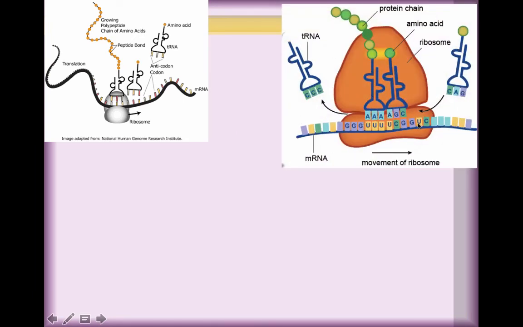Here's another one that just shows you slightly more detail, and we'll talk about translation in more detail in class. But again, here's the messenger RNA that was made in the nucleus. Here is transfer RNA that was also made in the nucleus, and there's the amino acid that it's bringing in to add to the growing polypeptide chain.